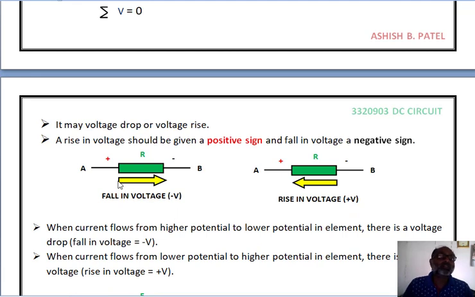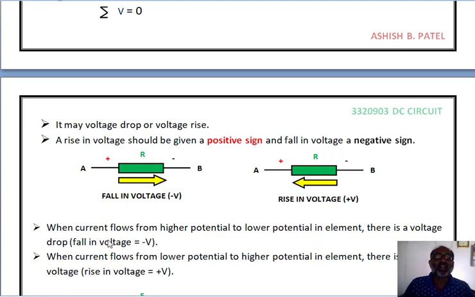The current flowing through this resistive element depends on the potential difference. That means current may flow from A to B, as well as from B to A, and it depends on the potential difference. So if the potential available at point A is greater than the potential available at point B, then current flows from A to B terminal. That means positive to negative.